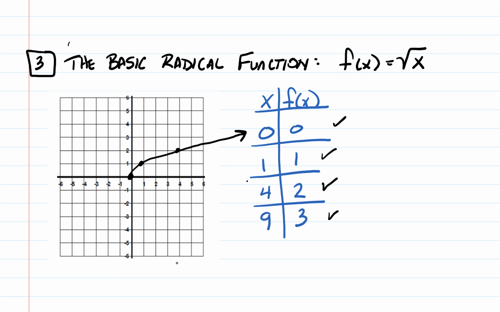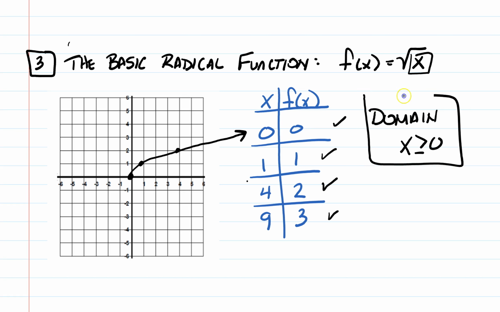I call this graph the shark fin graph, because if I was to do like that and go like this, it would make it look like a shark fin. But the important piece of information here is to know that the domain of this function, anything that's underneath the radical, has to be greater than or equal to 0, because I'm not allowed to take negative square roots of numbers in the real number system.